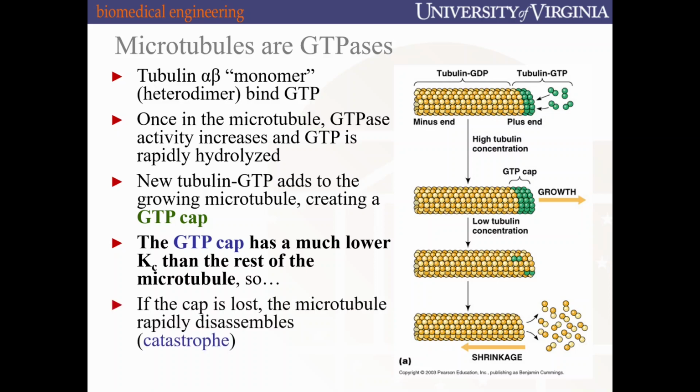And what this means is that when the GTP cap is lost, the microtubule rapidly disassembles in a process called catastrophe, because we're suddenly in a regime where the critical concentration needed to maintain equilibrium is much higher, and the actual concentration of free alpha-beta monomers in solution is way lower than this, so we get rapid depolymerization and disassembly.